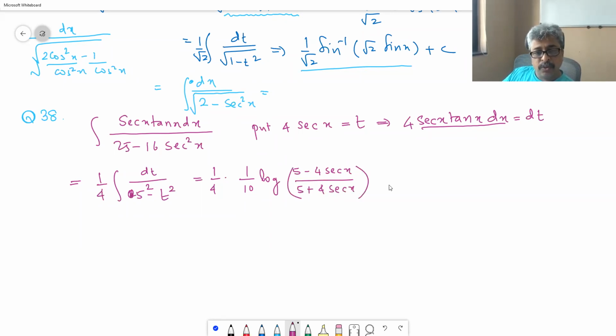This is true if a is greater than t, t is 4 sec x. Else, what will happen? Right.